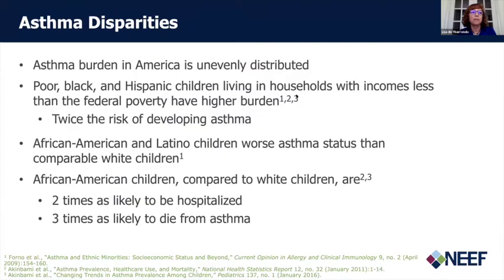And we'll go over all of those in depth. First of all, I'd like to talk about asthma disparities. You all are probably very well aware that asthma burden in America is unevenly distributed. So poor Black, Hispanic children living in households with incomes less than the federal poverty level have a higher burden of asthma. They have twice the risk of developing asthma.